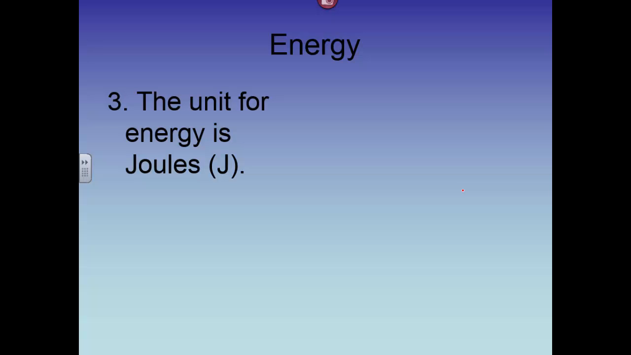If we're going to be calculating the numbers for potential energy and kinetic energy, we need to know what our label or what our unit is for energy. Energy has a new label. We haven't learned this one yet, so this one is new. And that label is called joules. The symbol for joules is a capital J.